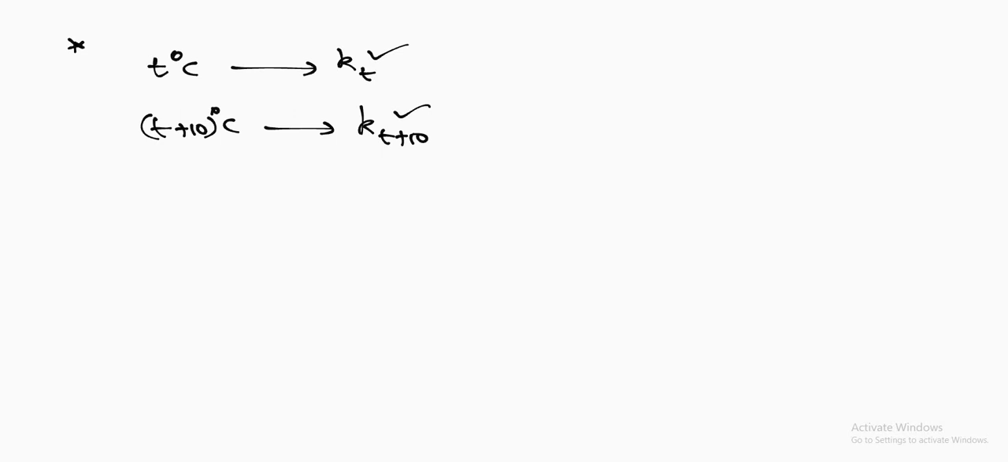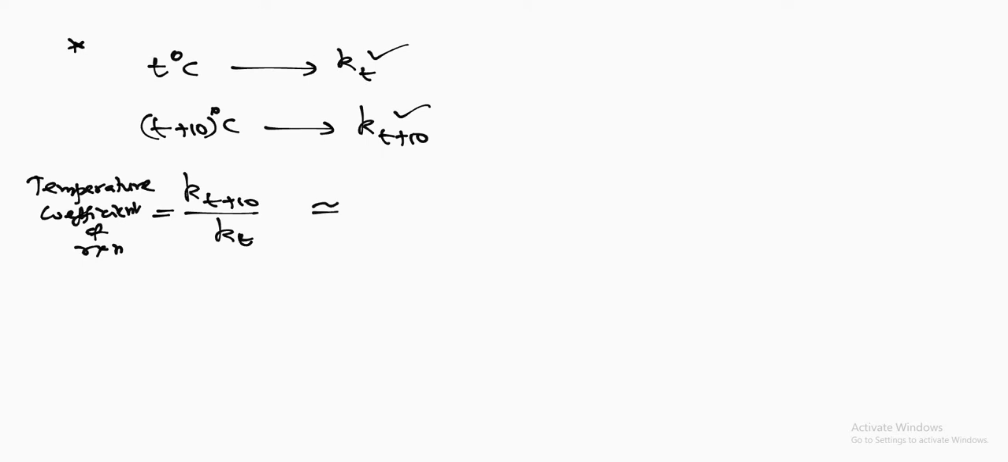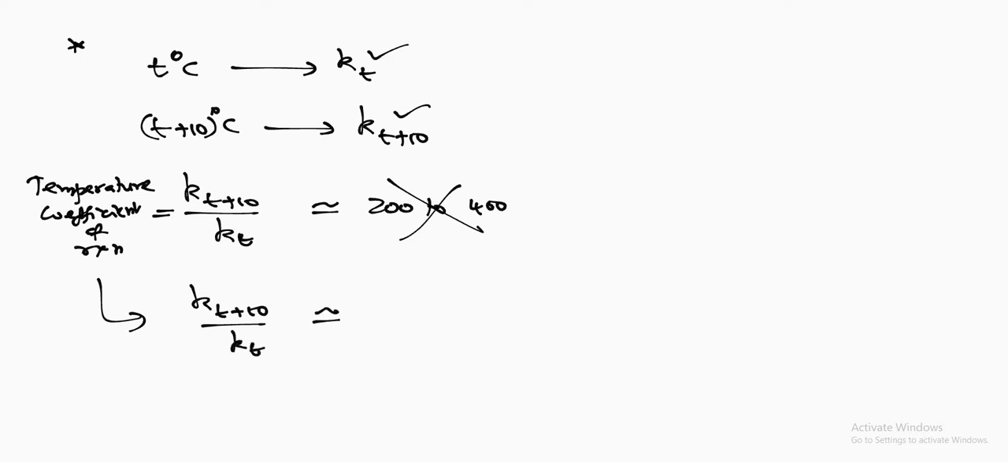Then this ratio, Kt+10 by Kt, is called the temperature coefficient of reaction. Let me write it here. Listen, since the number of collisions increases by 200 to 400 times, it was expected that this ratio would come out to be 200 to 400. But this is not observed. What is the temperature coefficient of the reaction actually observed? The observed value of Kt+10 by Kt is found to be equal to 2 or 3.